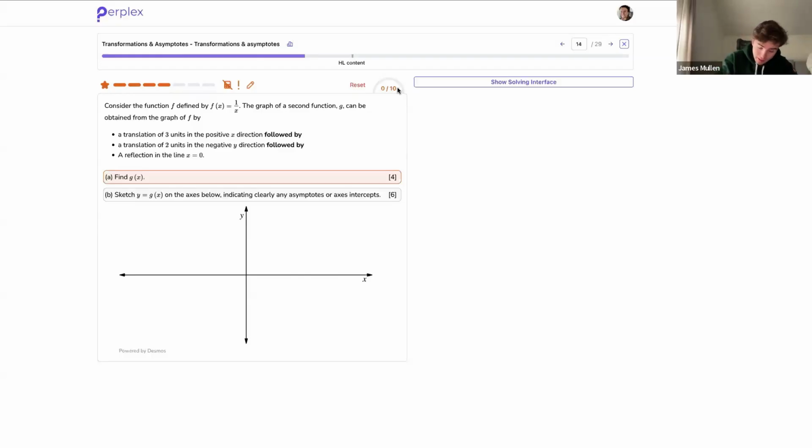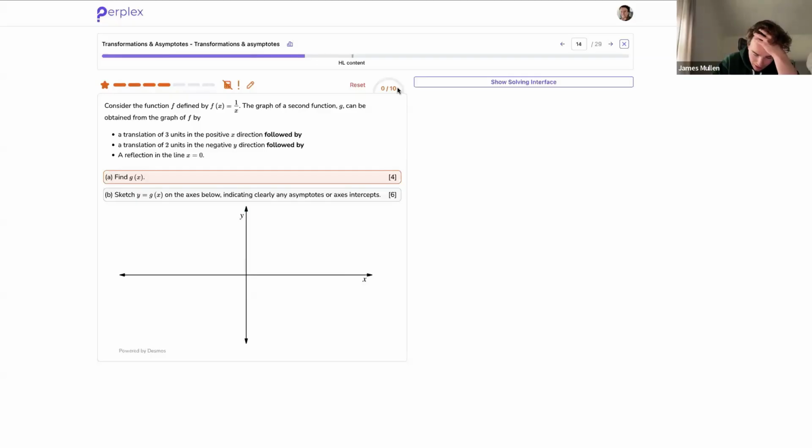Oh, sorry. The line x equals 0 is the y-axis. I almost messed that up. So I'm doing a reflection in the y-axis. Trick question. So start with f of x is equal to 1 over x.